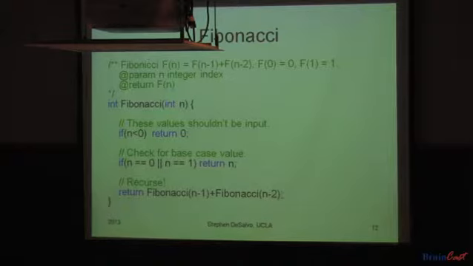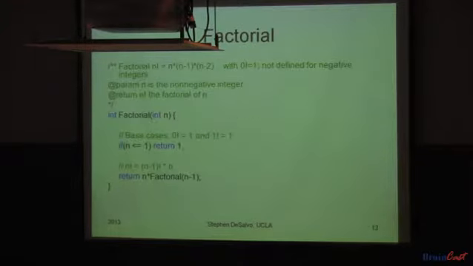But otherwise, you're just literally copying the formula, and instead of f, you're writing Fibonacci, and that's it. Okay? It's exactly as if you were just doing math, or just writing a mathematical formula. Factorial is the same. If n is less than or equal to 1, return 1.